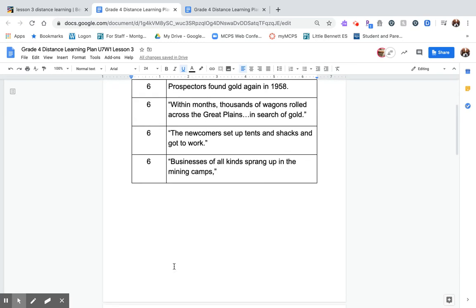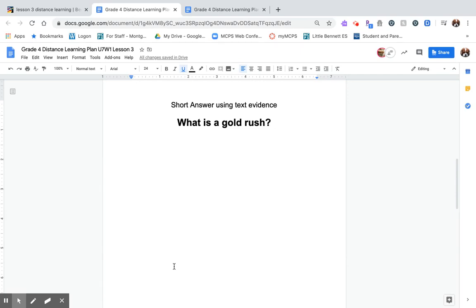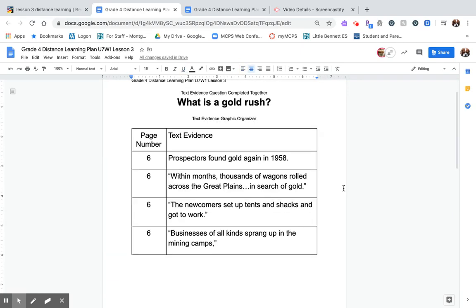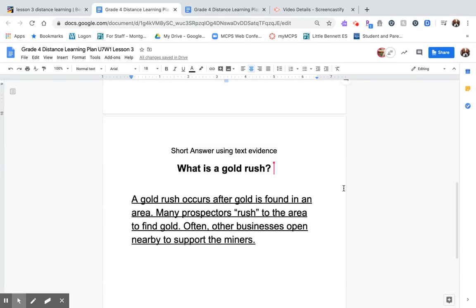Now, the question that I'm being asked is, what is a gold rush? And now I can use my text evidence to write a short answer response. What is a gold rush? A gold rush occurs after gold is found in an area. Many prospectors rush to the area to find gold. Often other businesses open nearby to support the miners.